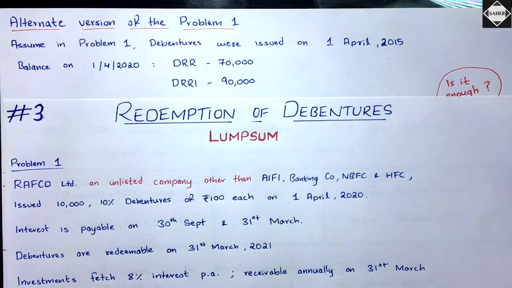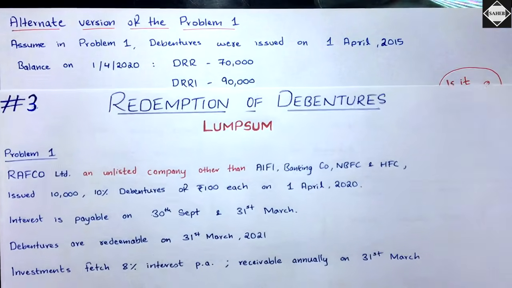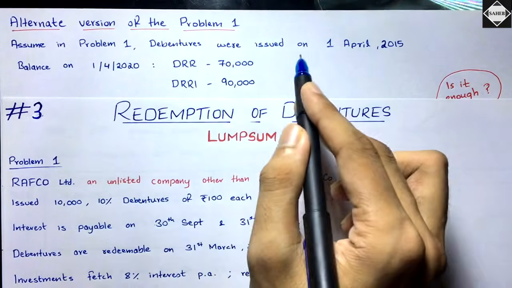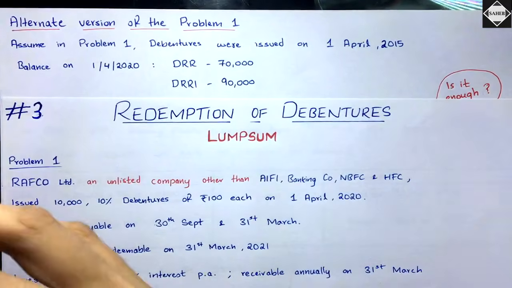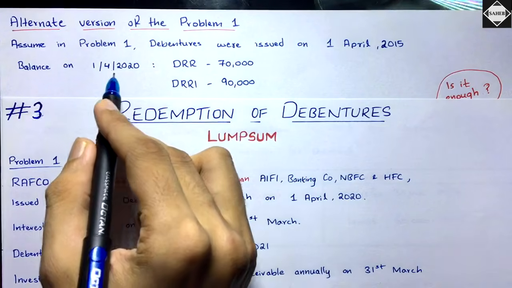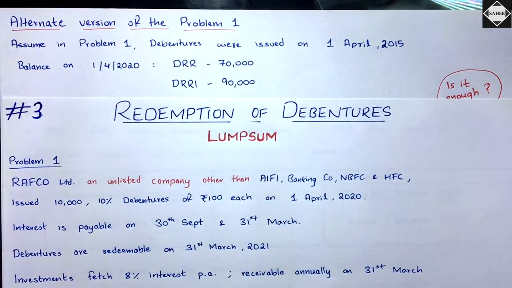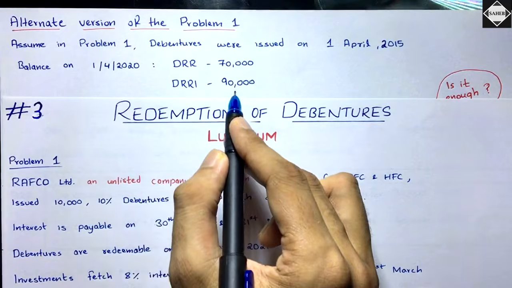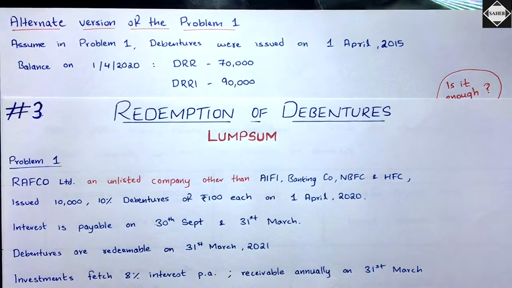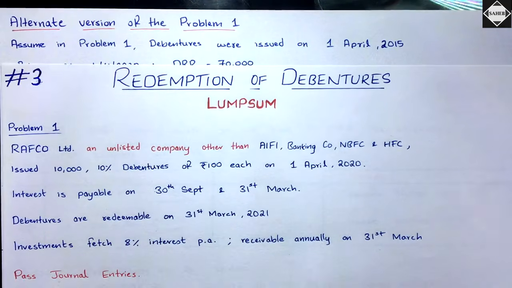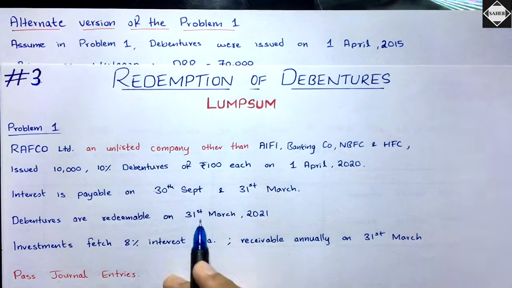Now here we have the alternate version of problem 1. The same problem, with just a few changes. See here, assume in problem 1 debentures were issued on 1st April 2015, 5 years back, and they have been paying the interest in these 5 years, and let's say today is 1st April 2020. In the balance sheet of the company they have DRR of 70,000 already and DRRI of 90,000 already. The rest of the things will be the same. Unlisted company, everything is the same. Interest is payable on these dates only. Debentures are redeemable on 31st March 2021. At the end of this year only the debentures are redeemable.